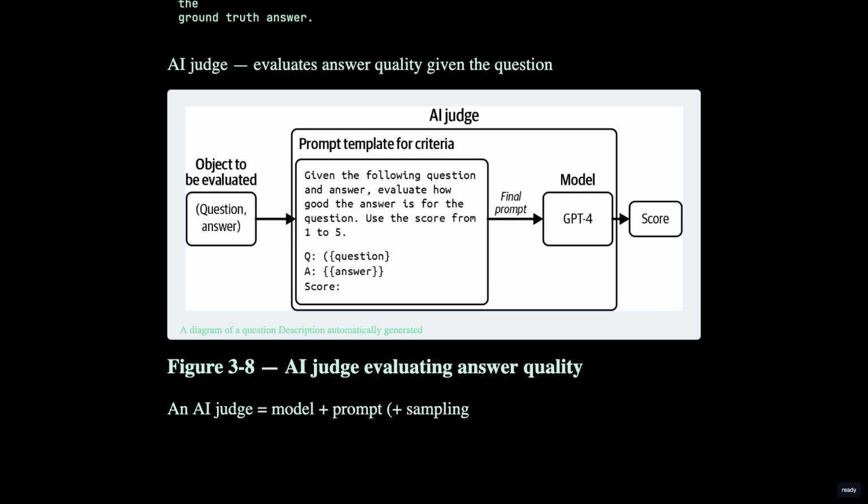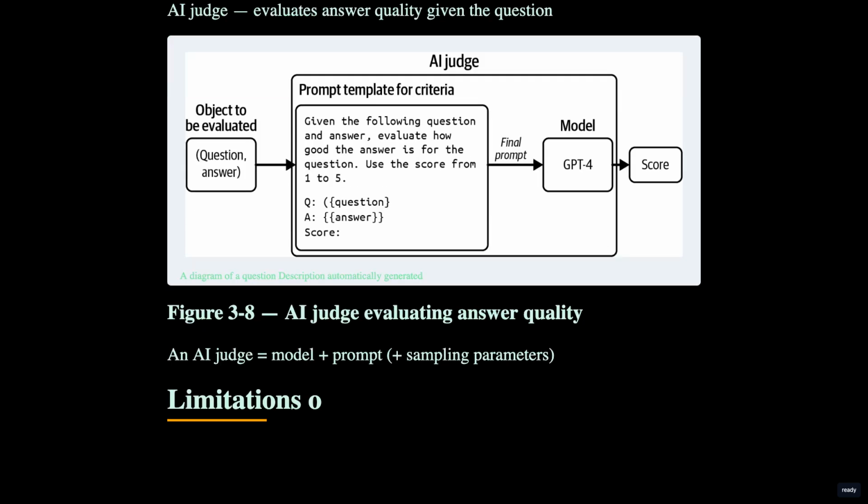An AI judge isn't just the model weights, it's the whole system: the selected model, the prompt you give it, and the sampling settings, for example, temperature or top P. If you change the model, the prompt, or the sampling parameters, you effectively create a different judge with different behavior and scores. Now we'll examine why current AI systems are poorly suited to serve as impartial judges.